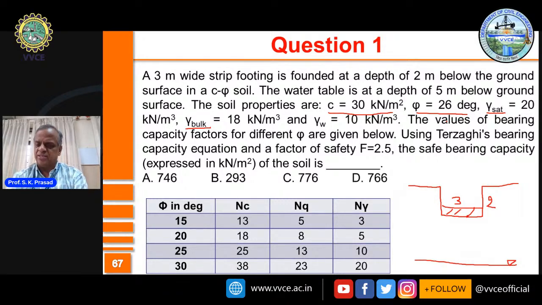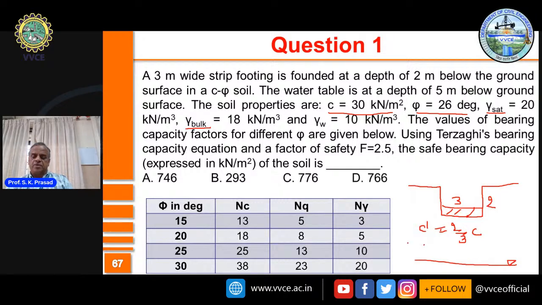Now that phi is 26 degrees, less than 28 degrees, it is local shear failure. What should you do? Whenever phi is less than 28 degrees, reduce the shear parameters. What do I mean by reduce? Don't use the actual value, you use a reduced value. So what will you do? You're going to have C dash, the value which you use, equal to 2/3 of C. Whatever C is there, 2/3 of that. C is 30 kilonewton per meter square, and hence 2/3 of 30 is 20 kilonewton per meter square.